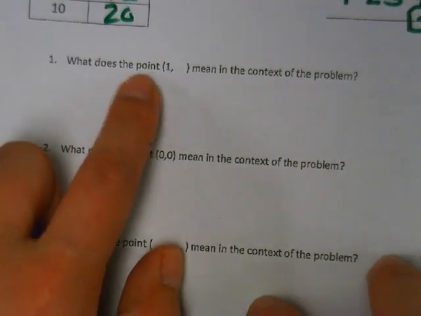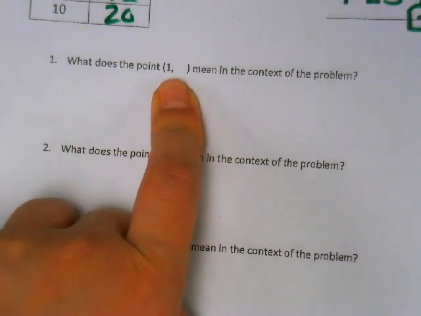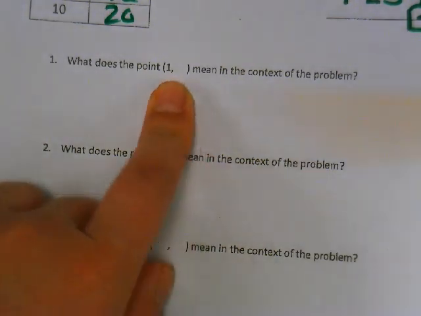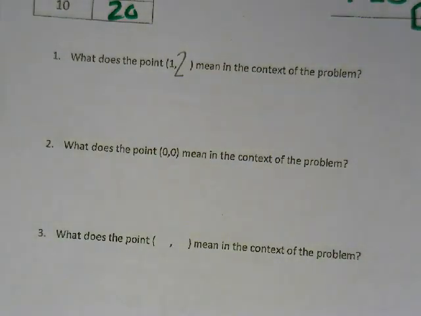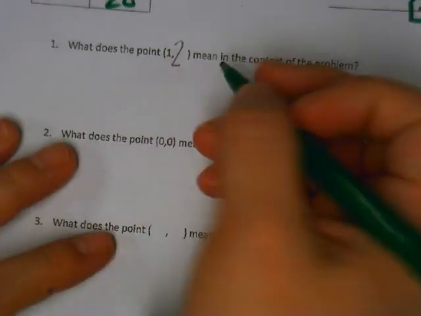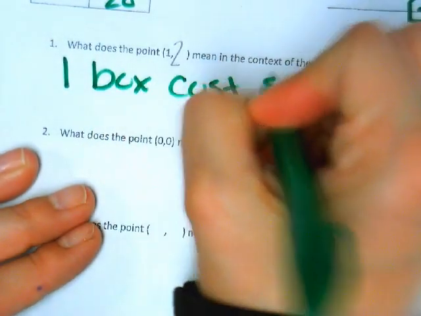Okay, what does the point 1, comma, blank? What number goes in the blank? 2. 1, comma, 2. What does it mean in the context of the problem? It is your unit rate, and it means what? Perfect. 1, comma, 2 means 1 box costs $2.